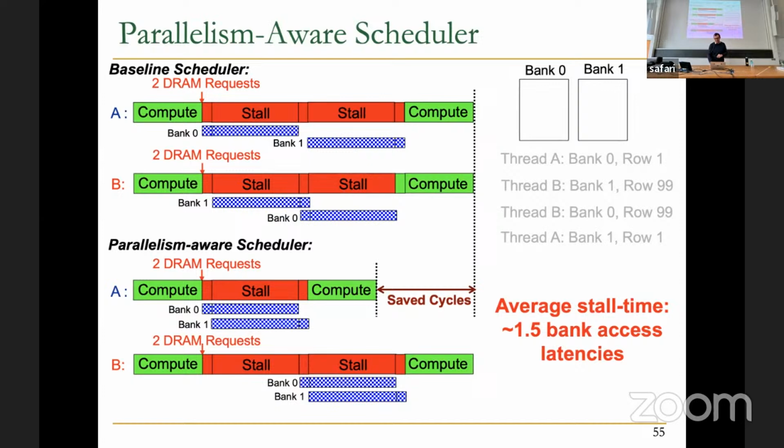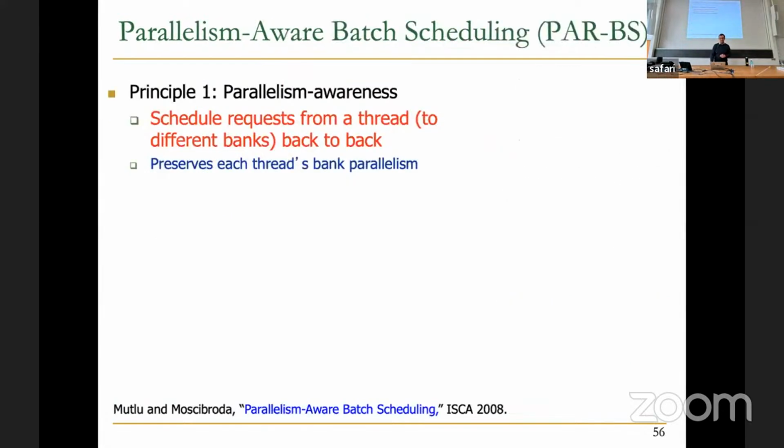So our goal was to actually exploit this observation to improve performance as well as fairness. As we will see, this also improves fairness, but we will also have other mechanisms to improve fairness. So the parallelism-aware batch scheduler has two principles. One is parallelism awareness, which is what I just described, but I'm going to make it more formal. If you want to exploit or preserve each thread's bank level parallelism, you want to schedule requests from a thread to different banks back to back. This really is good for the parallelism of that thread. We're not talking about which thread you pick first. We're going to talk about that later, because that has some effect on the parallelism also.